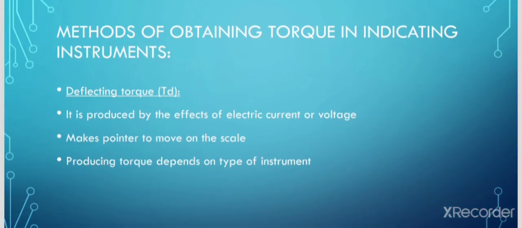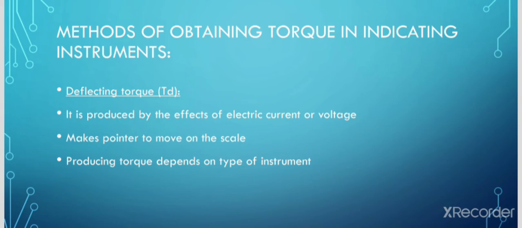Coming to the methods of obtaining torque in the instruments, indicating instruments produce different torques: deflecting torque, controlling torque as well as damping torque. The first one is deflecting torque. This deflecting torque is produced by the effect of current or voltage. When an instrument is operated with some supply, some amount of voltage or current passes through it, producing a deflecting torque. With this torque, the pointer starts its movement on the scale.